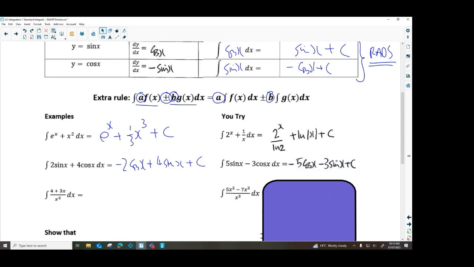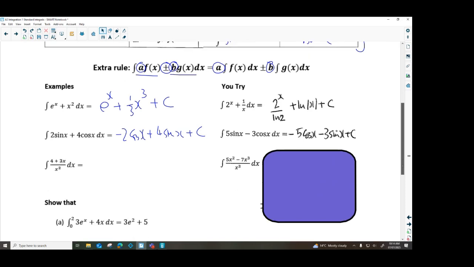Okay, folks, so the integral of 5 sine x minus 3 cos x is minus 5 cos x minus 3 sine x plus c. Last one.